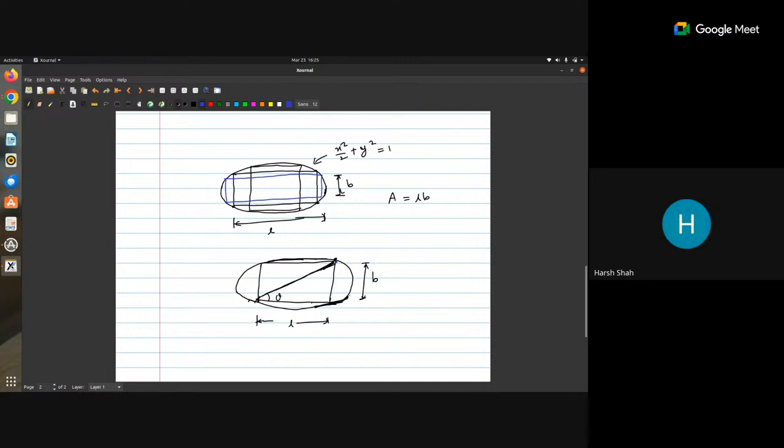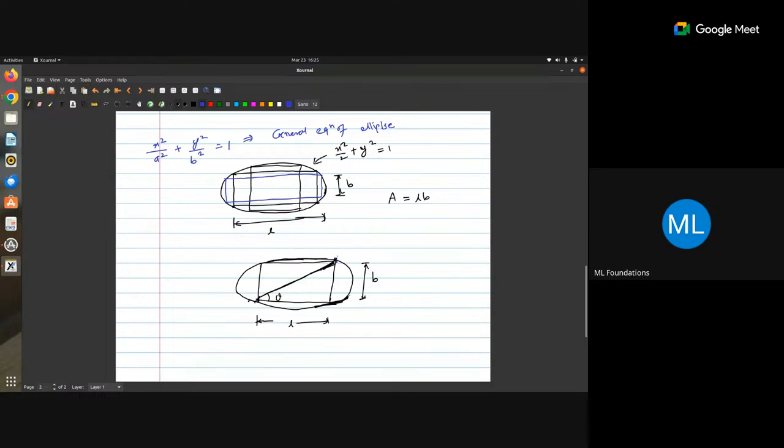Sir, I approached it by the a cos theta, b sin theta form. What is a then? A is the x square axis, root of x square by 2. Yes, sir. Okay, so you have used this: x square by a square plus y square by b square equals 1, the general equation of an ellipse, right? And this a you have used to get the parametric equations, right?